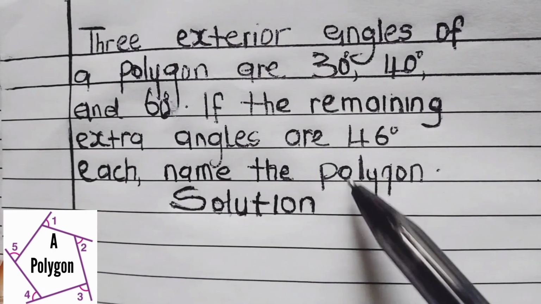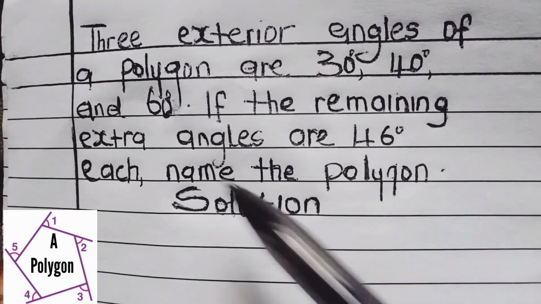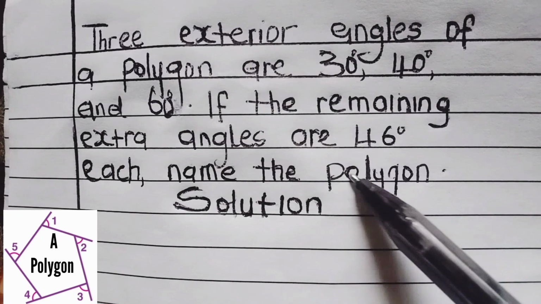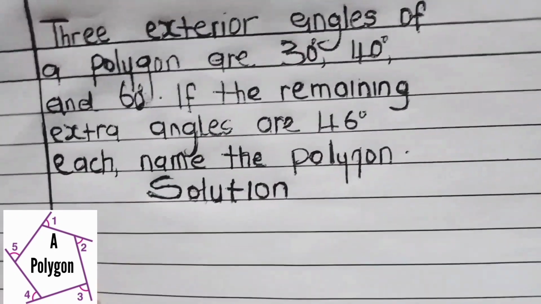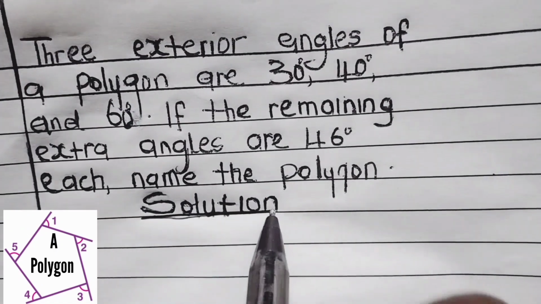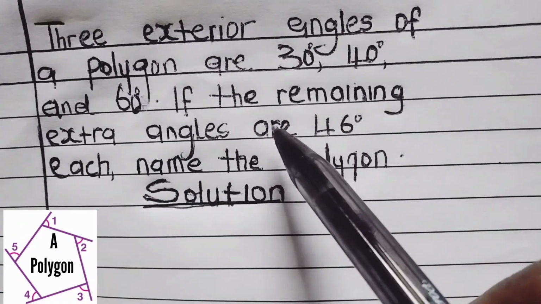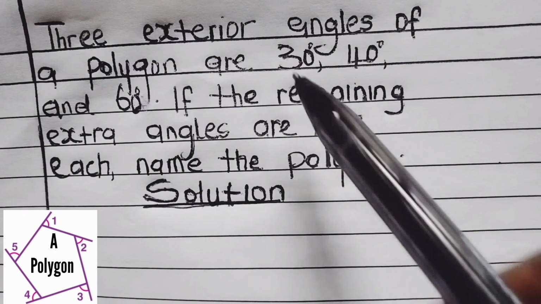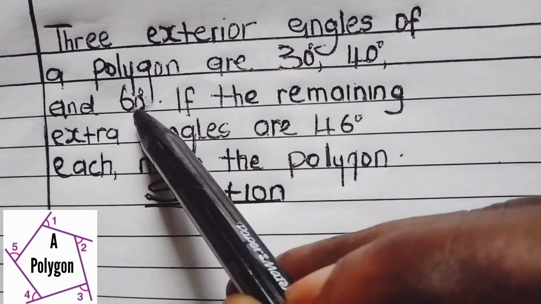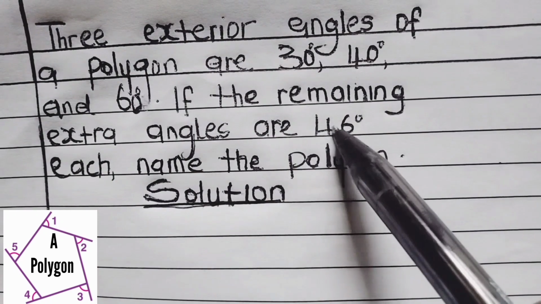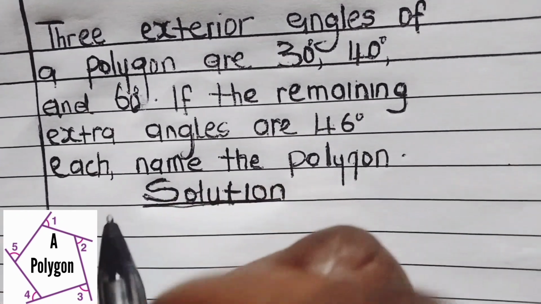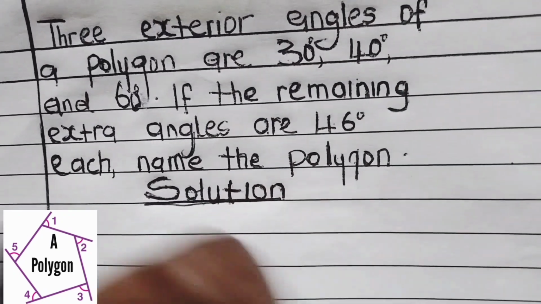name the polygon. You are required to name this polygon. So I start and underline the solution. So how do I start? I'll first of all write down these angles that are given to me, 46 included. I write them out like this.